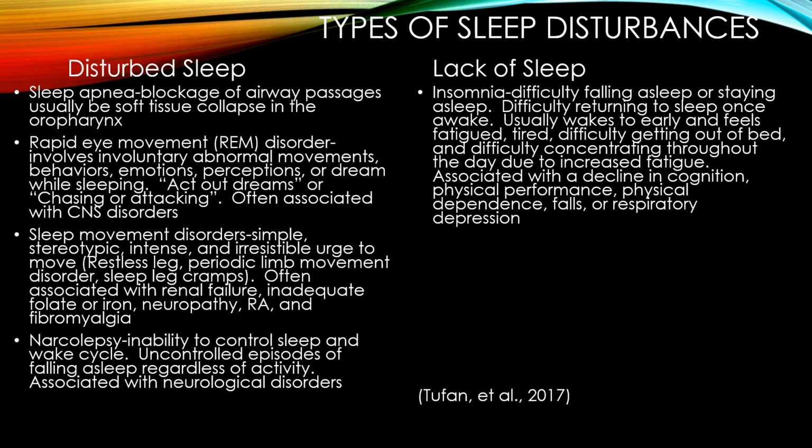Sleep movement disorders such as restless leg, periodic limb movement, and sleep leg cramps can be associated with renal failure, inadequate folate or iron, neuropathy, RA, and fibromyalgia. Narcolepsy is the inability to control the sleep-wake cycle. It usually involves uncontrolled episodes of falling asleep regardless of the activity and can be associated with neurological disorders.